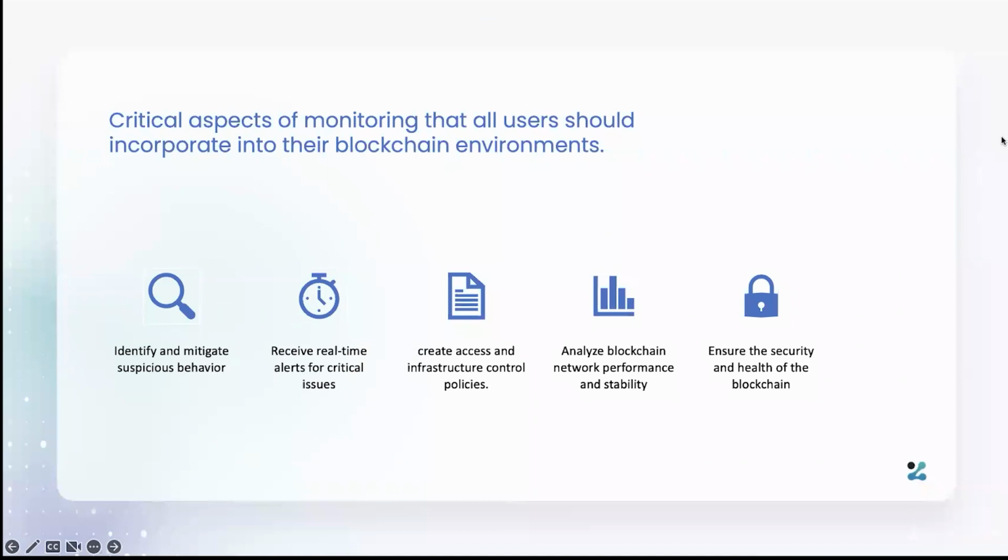And then, of course, when you're capturing a lot of data and generating real-time alerts, you are consistently analyzing the blockchain network's performance and its stability. So this is the mother of all factors, I would say. And then in the end, the monitoring should also ensure security and health of your solution.